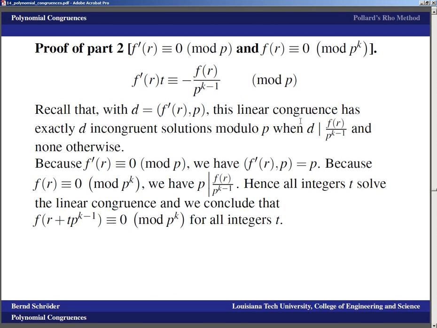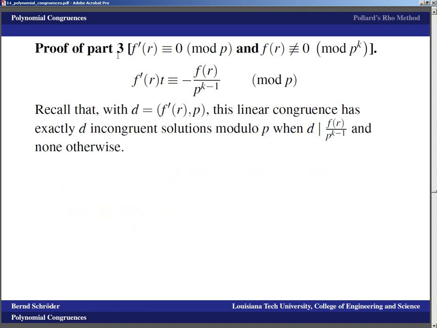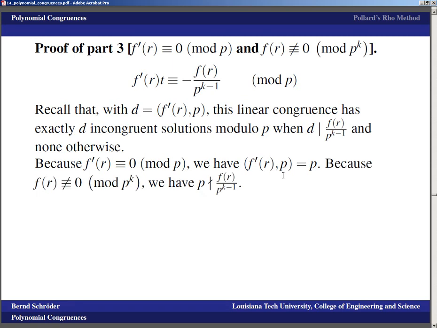Again we're going to keep this part here, only the top headline will change. We go to part 3, which is that f prime of r is equivalent to 0 modulo p, and now f of r is not equivalent to 0 modulo p to the k. We have the same thing. We've got to think about solving linear congruences. f prime of r is equivalent to 0 modulo p. Therefore, f prime of r has greatest common divisor p with p. But f of r is not equivalent to 0 modulo p to the k, right?